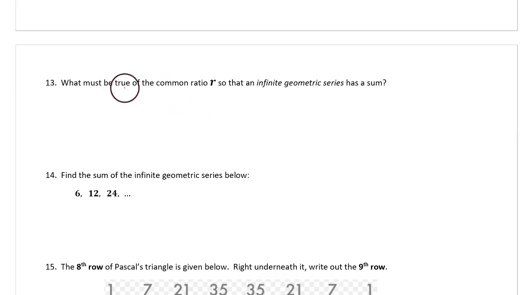Next, number 13. What must be true of the value of R so that an infinite geometric series has a sum? The absolute value of R has to be less than 1.